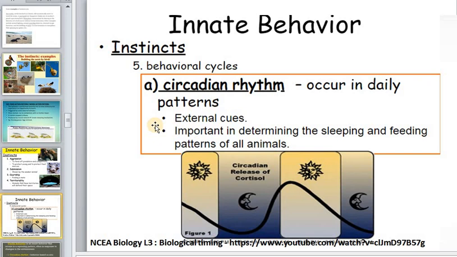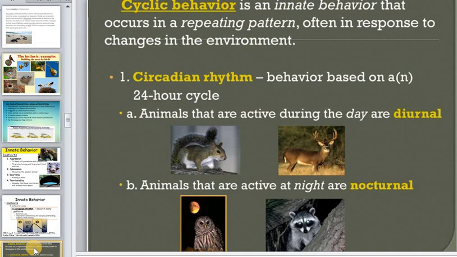Its internal clock is important in determining the sleeping and feeding patterns of all animals, and I leave the links for whoever wants to know more about this. And about cyclic behavior, we will talk about this in the future in our classes. But in circadian rhythm, you know that we have animals that are active during the daytime and animals that are active in the night time.